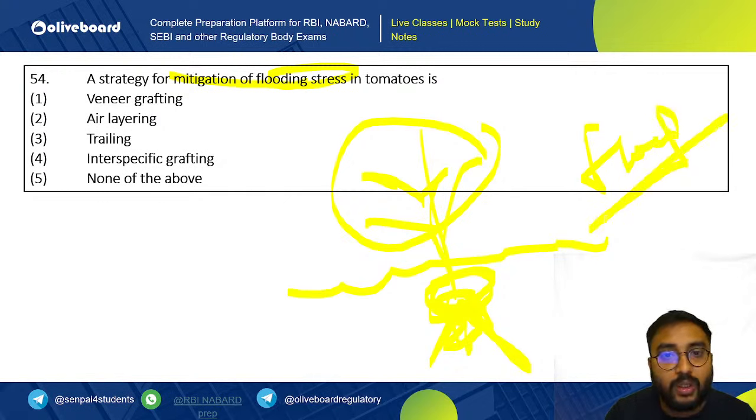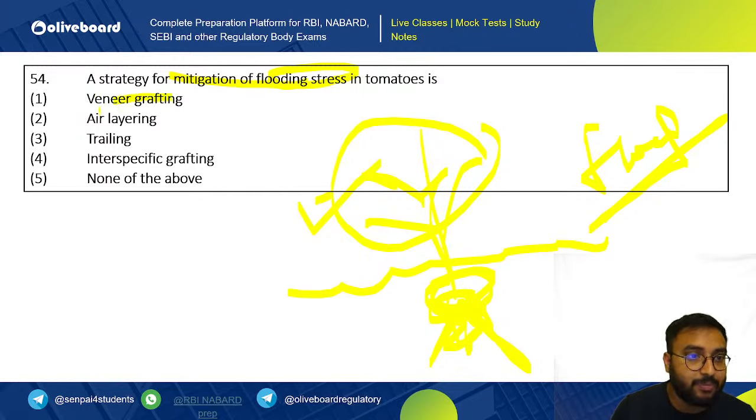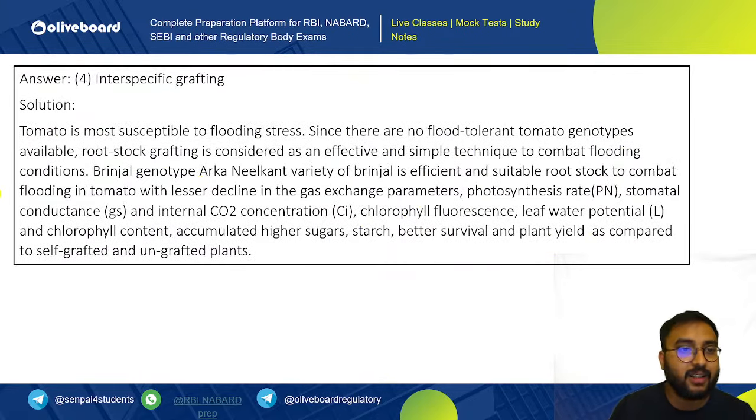we have to understand a very important thing, which type of grafting is done to make such a tomato plant survive. Veneer grafting, air layering, trailing, interspecific grafting, and none of the above. The answer here is interspecific grafting.